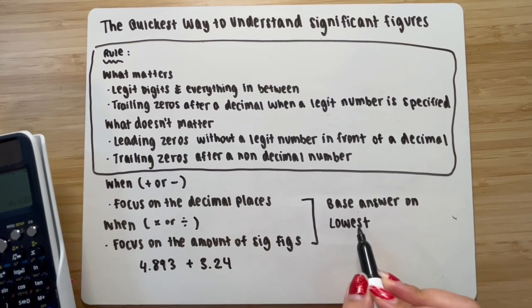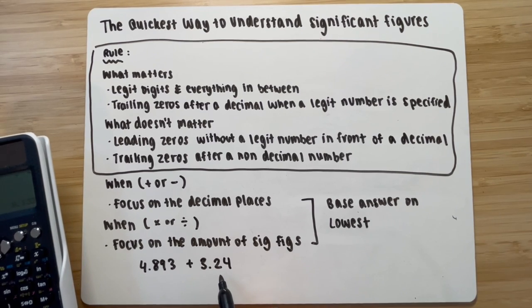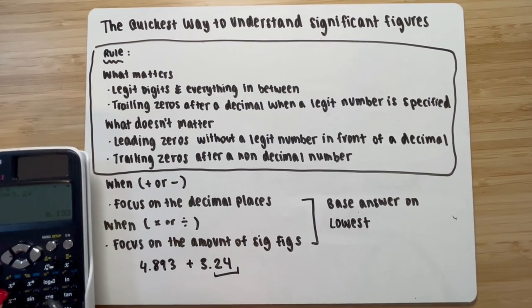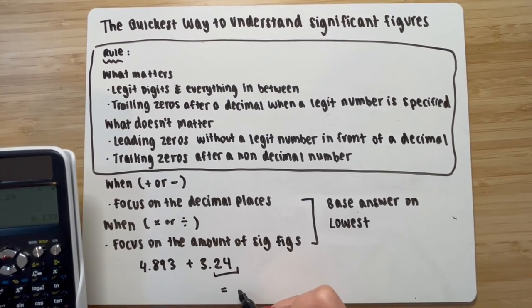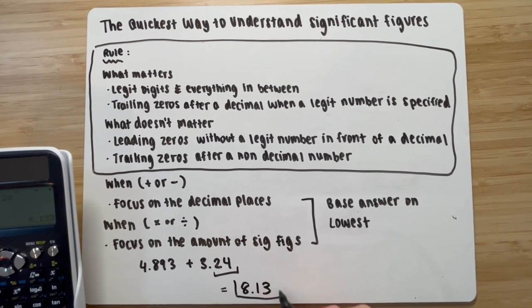Now, when we look at this, focusing on the decimal places, the value with the lowest decimal places is 3.24. So there are 2 decimal places. Therefore, our answer should have 2 decimal places. Therefore, our answer is 8.13.